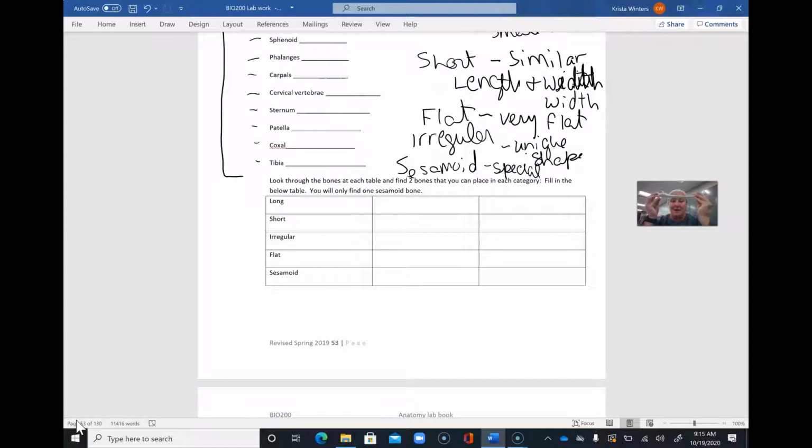Here's the next bone. What bone is this? This is the ulna. Whoa, it just fell. What type of bone is the ulna? This is a clavicle. What type of bone is a clavicle? This is the patella. What type of bone is the patella?